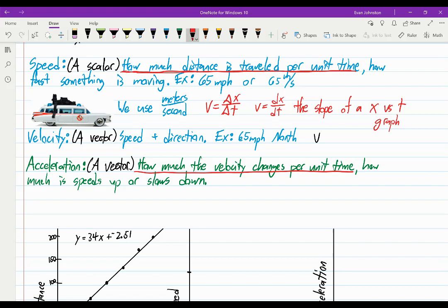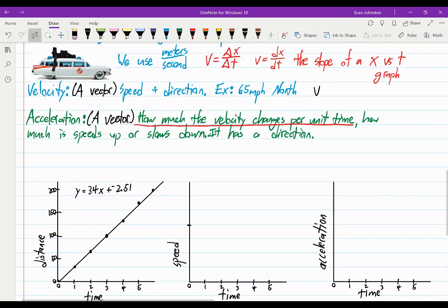Now, it has a direction. It totally does. And we'll look a lot later in future units at how we figure out the direction for acceleration, but I just want you to get the idea that it has a direction. That's the important part, really.